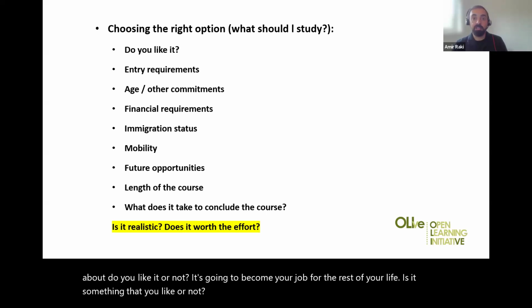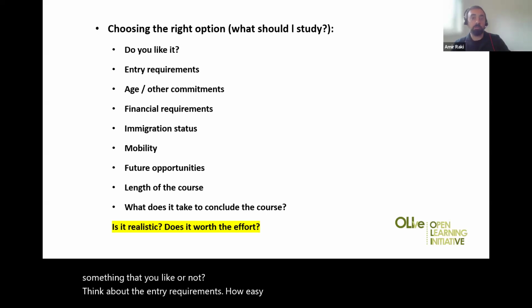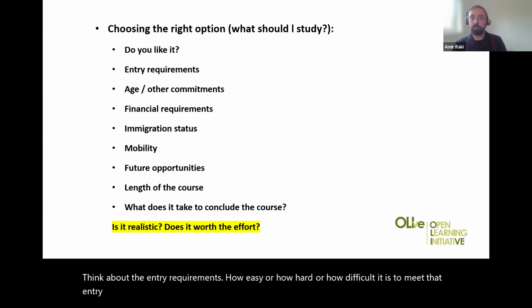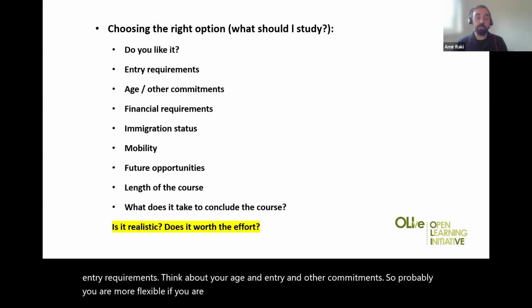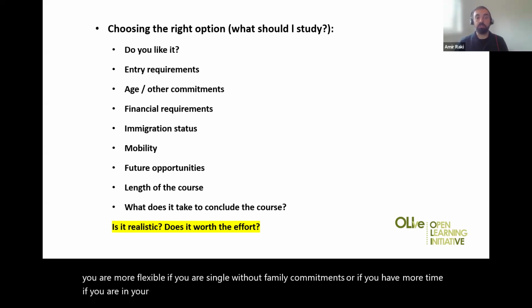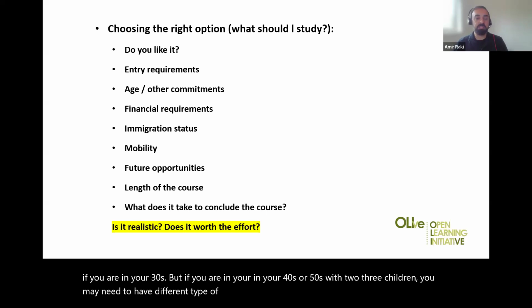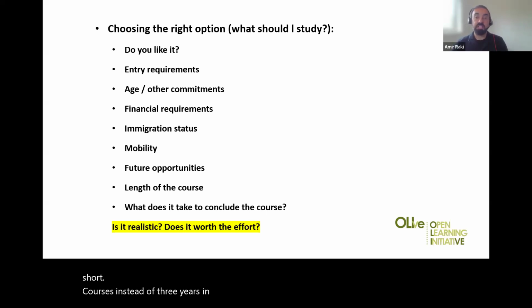Think about the entry requirements, how easy or how difficult it is to meet them. Think about your age and other commitments. Probably you are more flexible if you are single without family commitments, or if you have more time in your 30s. But if you are in your 40s or 50s with 2-3 children, you may need different options and different priorities. So probably you go for short courses instead of 3 years in university. But again, it's all about you and whether you like it or not.